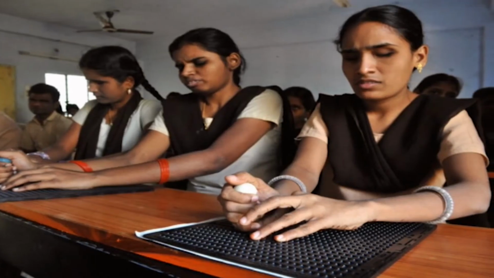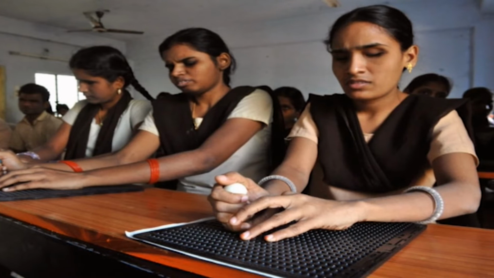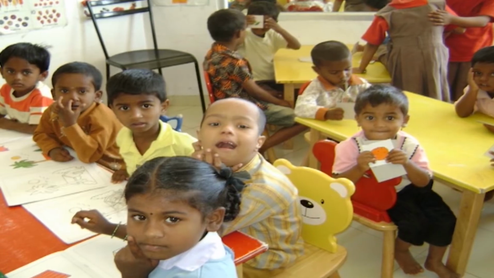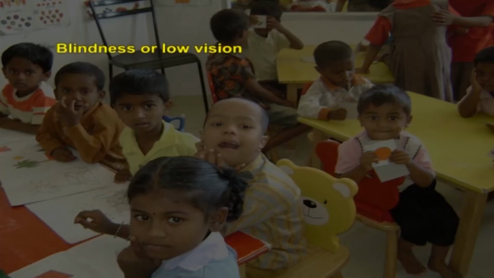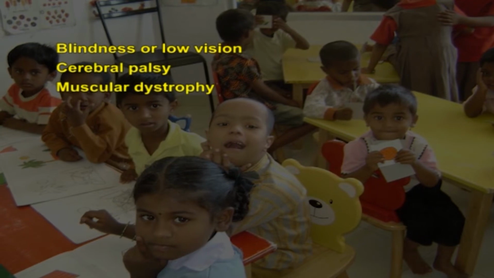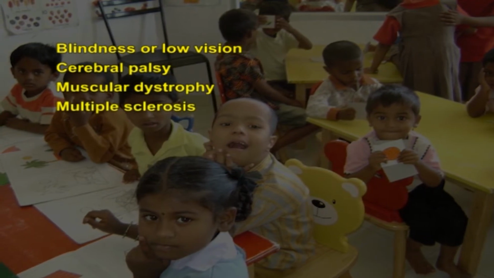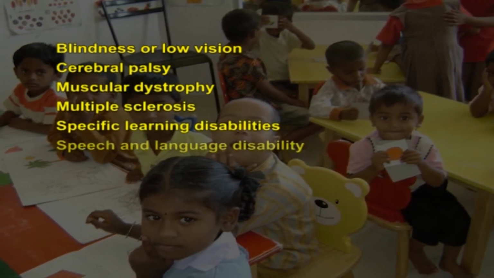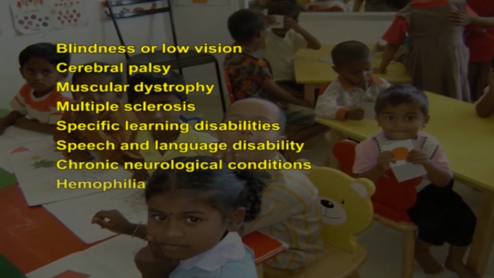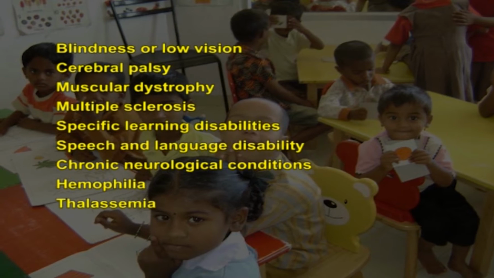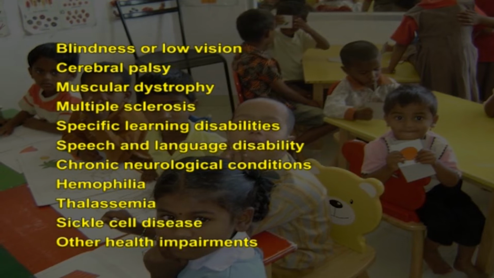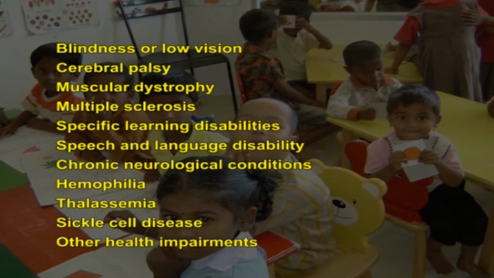Visual impairment with multiple disabilities need not be limited to the combination of these conditions. It could involve other combinations such as blindness or low vision with autism spectrum disorder, cerebral palsy, muscular dystrophy, multiple sclerosis, specific learning disabilities, speech and language disability, chronic neurological conditions, hemophilia, thalassemia, sickle cell disease and other health impairments that adversely affect the normal functioning of the individual.